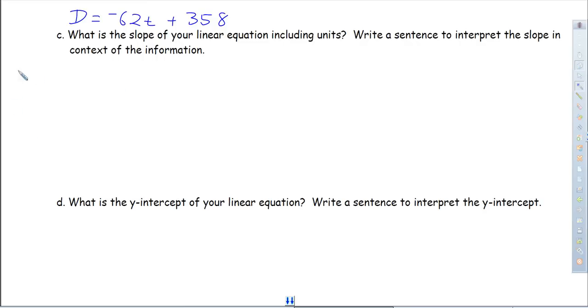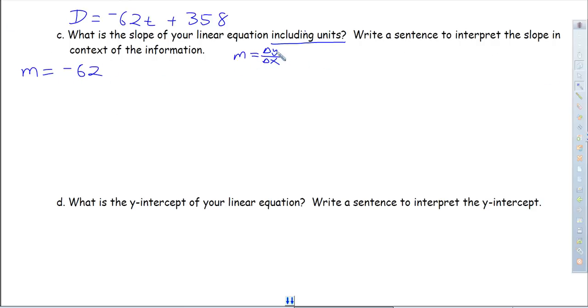So what's our slope from above? That's our m. Our m was negative 62. And remember that we have to include the units. This is very important. And remember, what was m? M was y2 minus y1, or we can say the change in y over the change in x. So let's look at this a second and say, what would our units be?